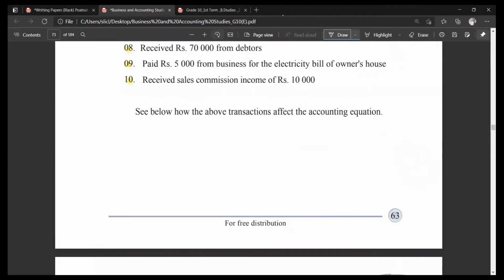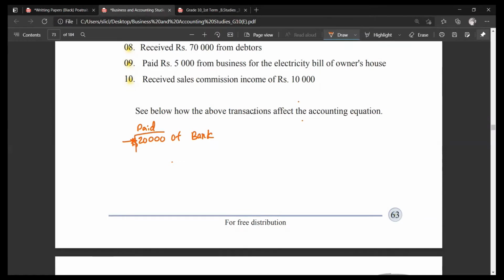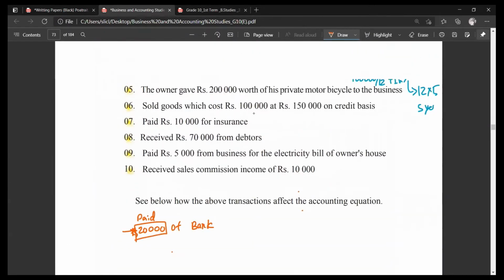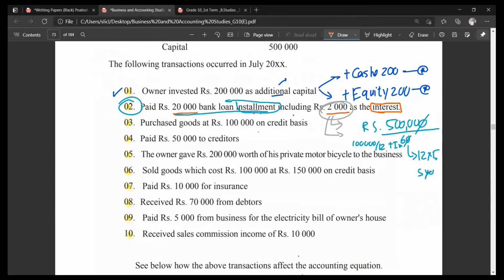In the previous examples that we have already discussed, they only mentioned an installment of a bank loan, but there is no interest expense. Right? Earlier ones only said paid rupees 20,000 of bank loan, but they haven't mentioned the interest, right? So this 20,000 worth of bank loan. A classic example of that could be here.